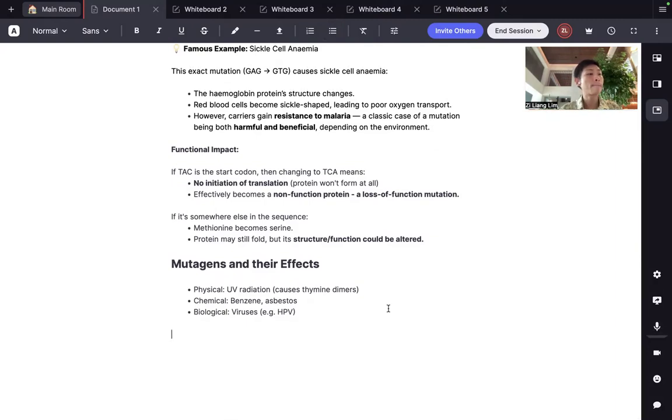Right. So most mutations are neutral or harmful. Some are beneficial and fuel evolution. Okay, so it's a very popular question being asked. The key point here: a very common question asked in exams is, are all mutations harmful? Is that true or false? So the answer is that most mutations are neutral or harmful, but some are beneficial and fuel evolution.